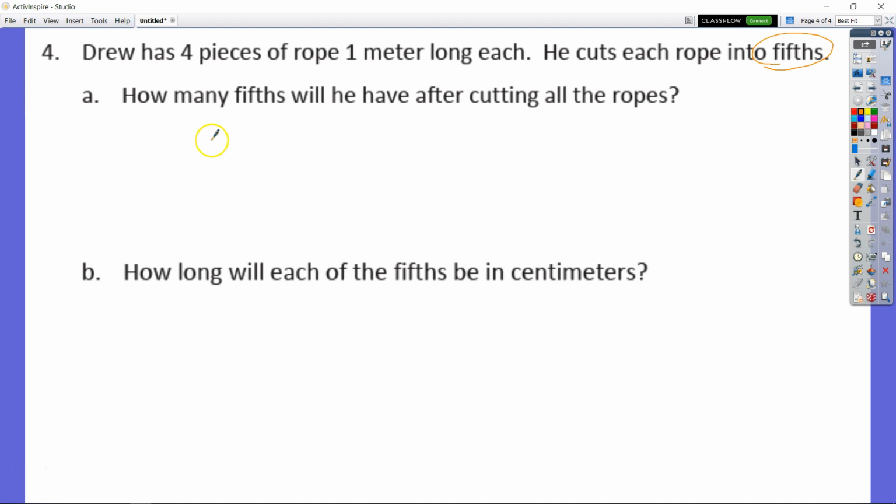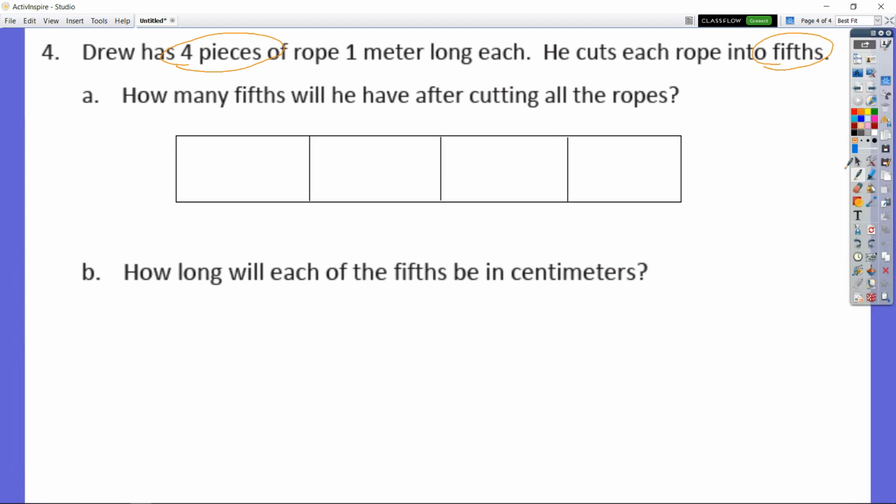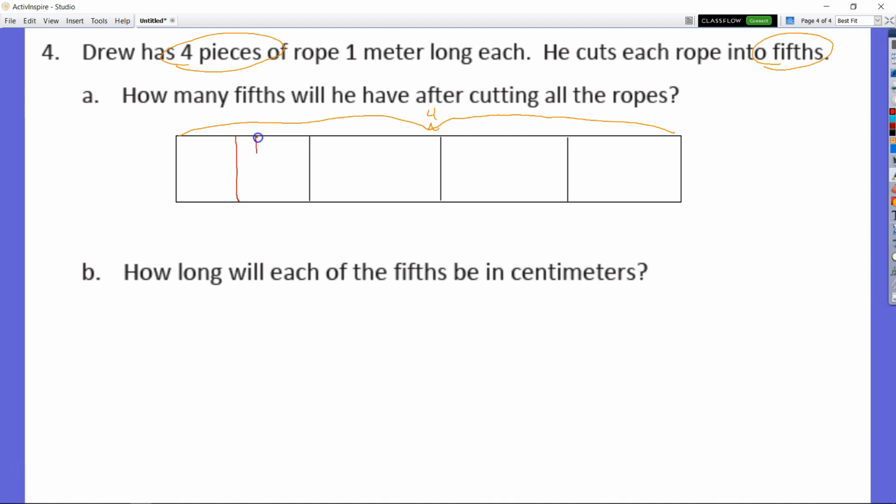So how many pieces of rope do we have? 4. All right, so there's my 4 pieces of rope. And you can see that this would be 1, 2, 3, 4. We'll call that our 4 pieces of rope. And then each piece of rope he cut into fifths. So we're going to divide each piece into 5 by making 4 lines. Now those fifths aren't perfect, but they'll work for us.